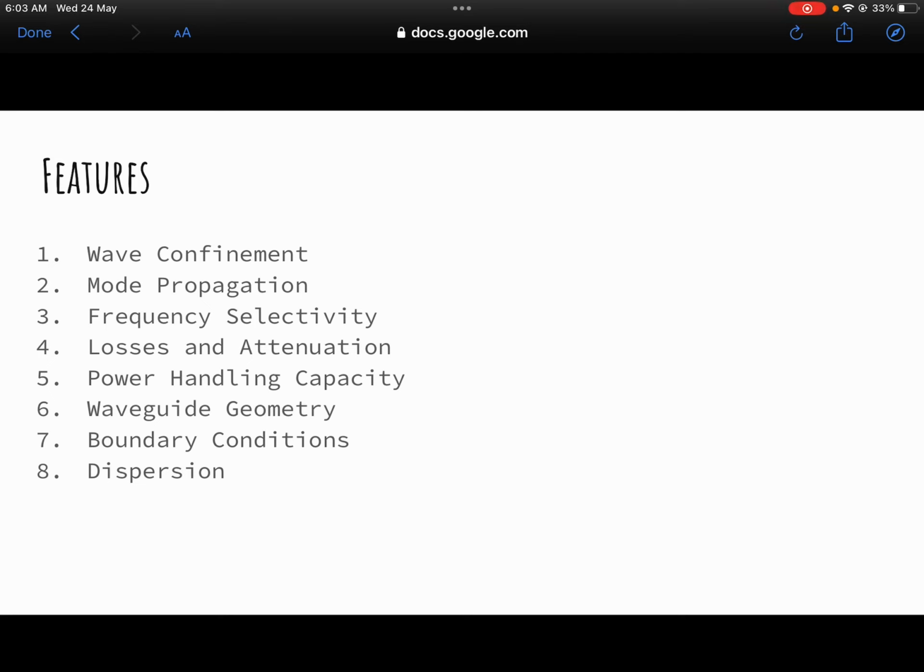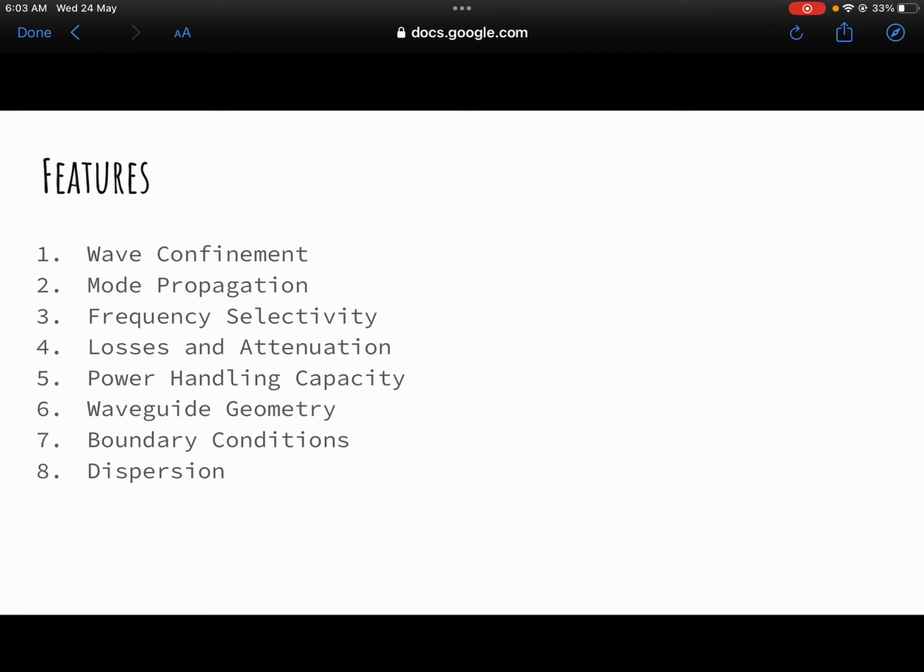Next, mode propagation. Waveguides support different modes of wave propagation, such as transverse electric and transverse magnetic modes. These modes determine the distribution and polarization of electric and magnetic fields within the waveguides.